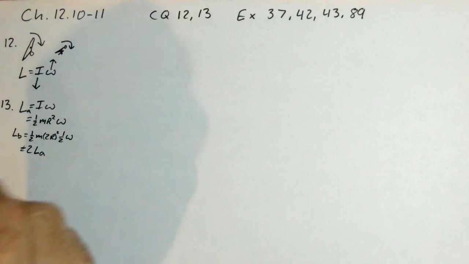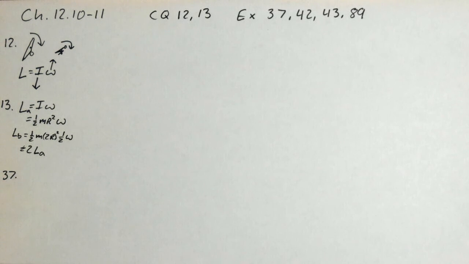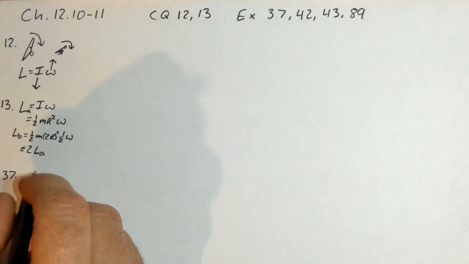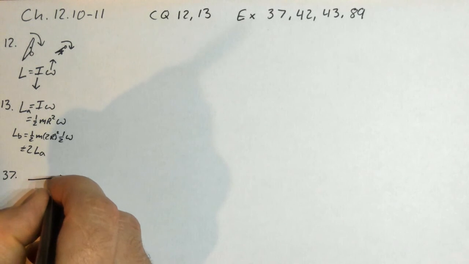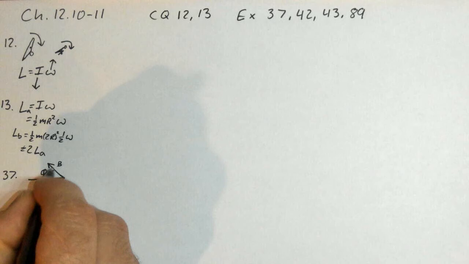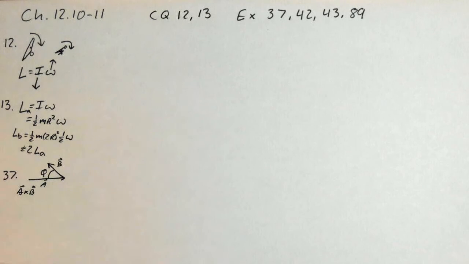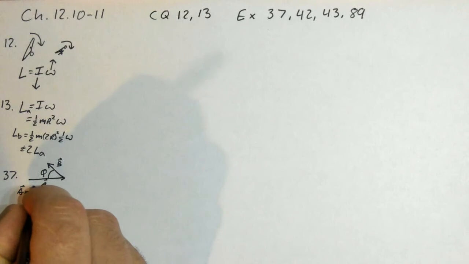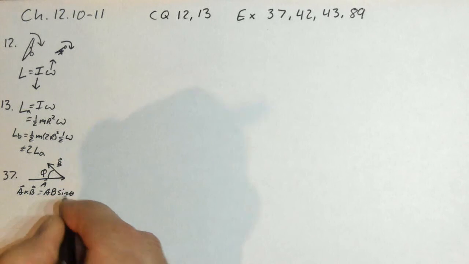Okay, let's take a look at 37 from the text. This is practicing with just general cross products, since we're learning about cross products. How do we apply it? We have a couple different scenarios. We have a vector A that goes like this, and a vector B that goes like this, and we're given this angle, which I'm going to call phi. So this is B, this is A. We want to find A cross B. How do you find that? Well, it's going to be A times B times sine of the angle between them.